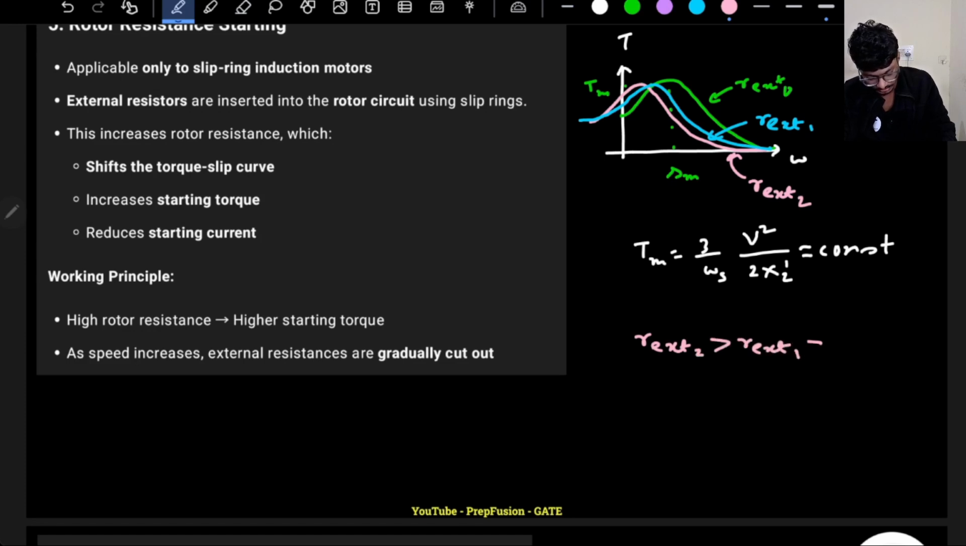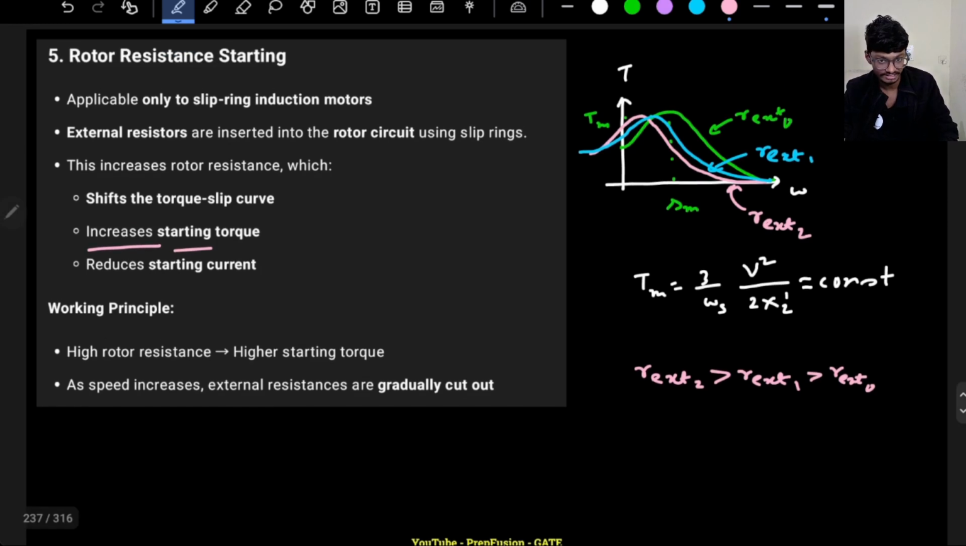As I keep on increasing the external resistance, the graph will shift backwards. So there will be an increase in the starting torque. There will not actually be a decrease in the starting torque. The starting torque will increase further. That is the advantage. If I add external resistance, we will get an increased starting torque, but the speed at which maximum torque happens will change. So that is the disadvantage.